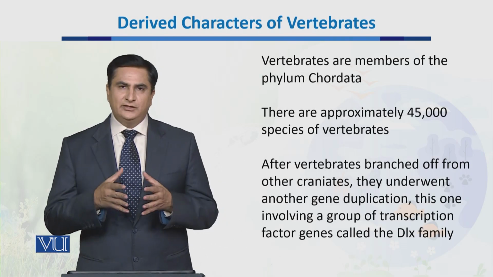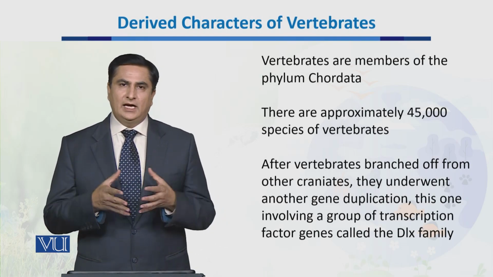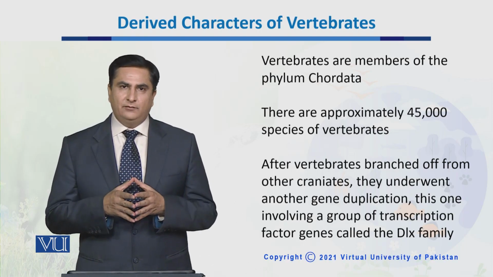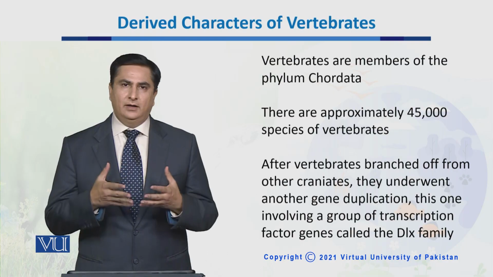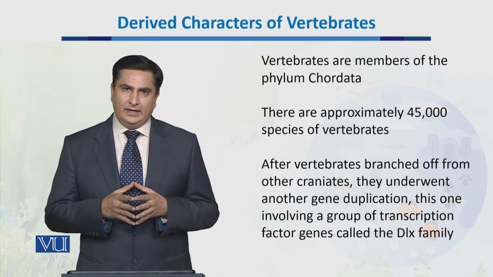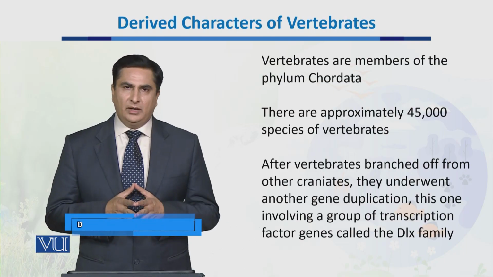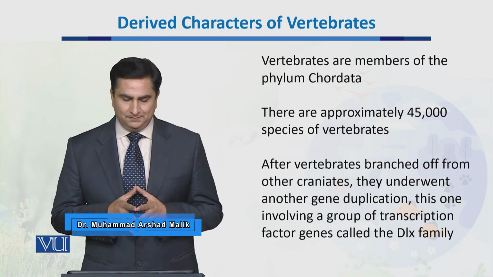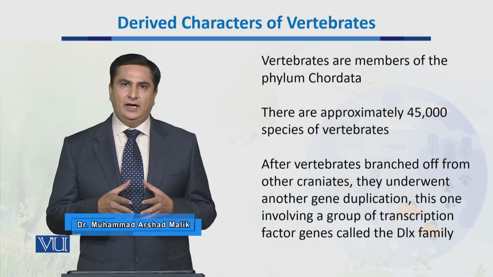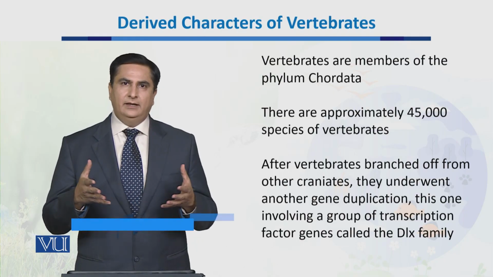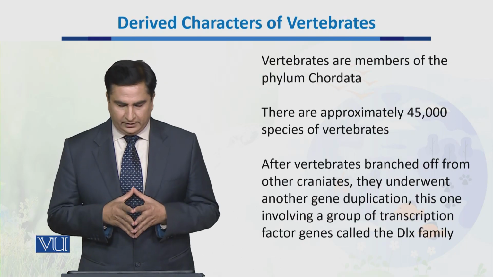Dear students, in this unit we will talk about the derived characters of vertebrates. As you are aware, vertebrates are one of the advanced animals on this planet Earth, and they are an important member of phylum Chordata. Approximately 45,000 different species of vertebrates exist in this biosphere.